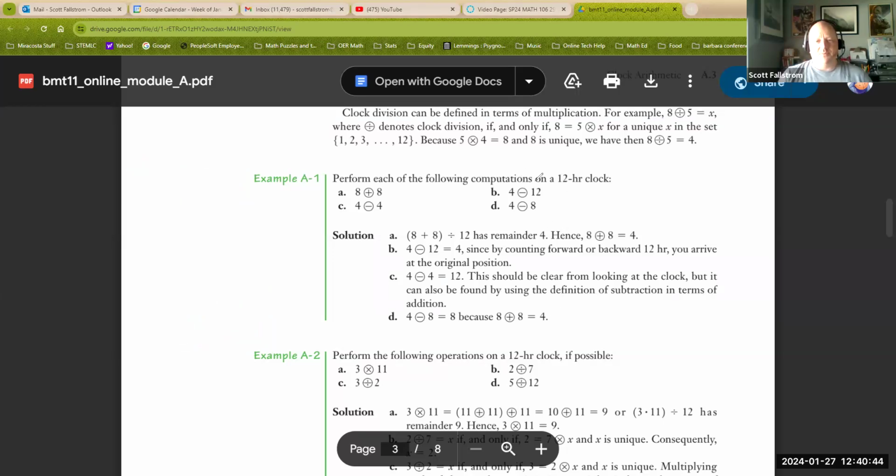Okay, so a couple sample problems here. They have things like 4 minus 12. But again, 4 minus 12. 12 is my identity. It's like 0. So 4, take away 12 hours, it's 4.